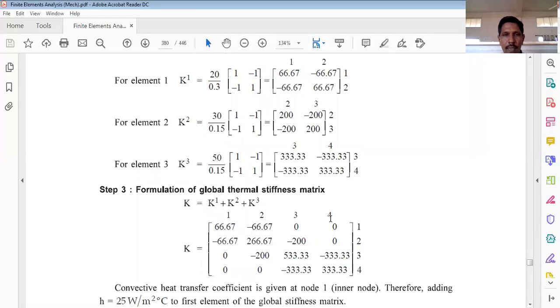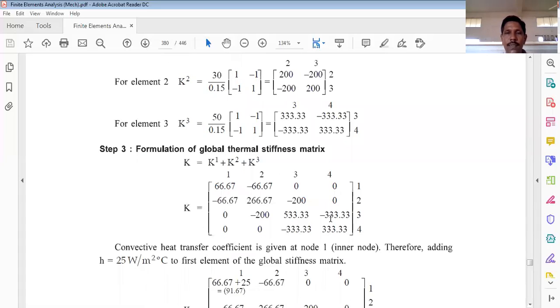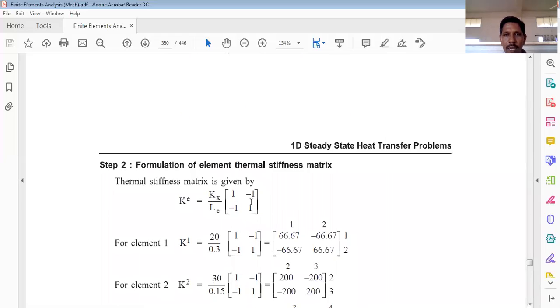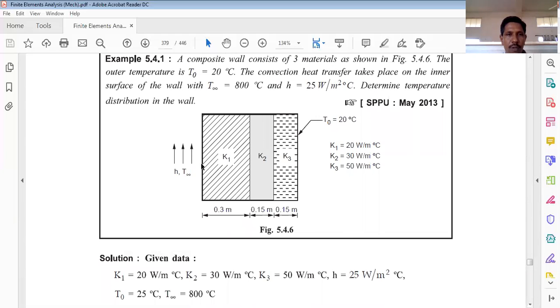Similarly, you can add the remaining entries of these 3 matrices. So you get a 4 by 4 global stiffness matrix consisting of only the conductivity. Now, as the stiffness matrix of a thermal problem consists of both conduction and convection, here we have considered only the conduction. The next part involves the addition of the convective heat transfer coefficient. The convective heat transfer coefficient is specified at node number 1, that is the inner surface. The value of h is given as 25 watts per meter square degree centigrade.